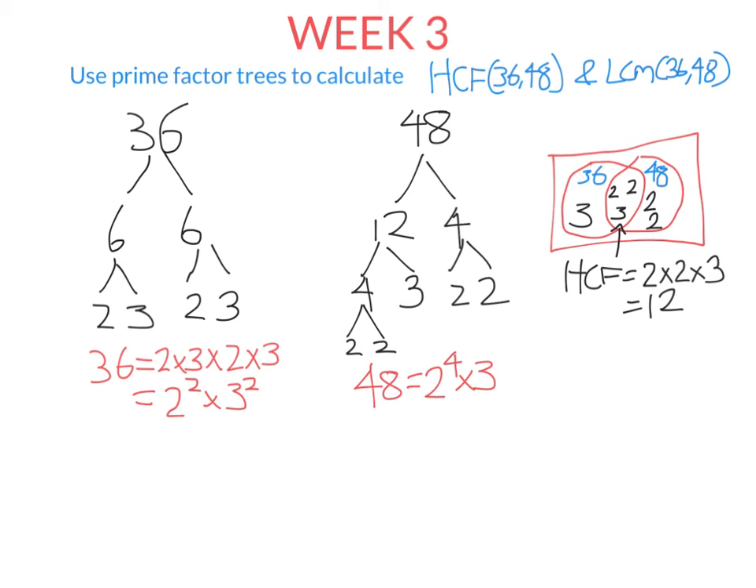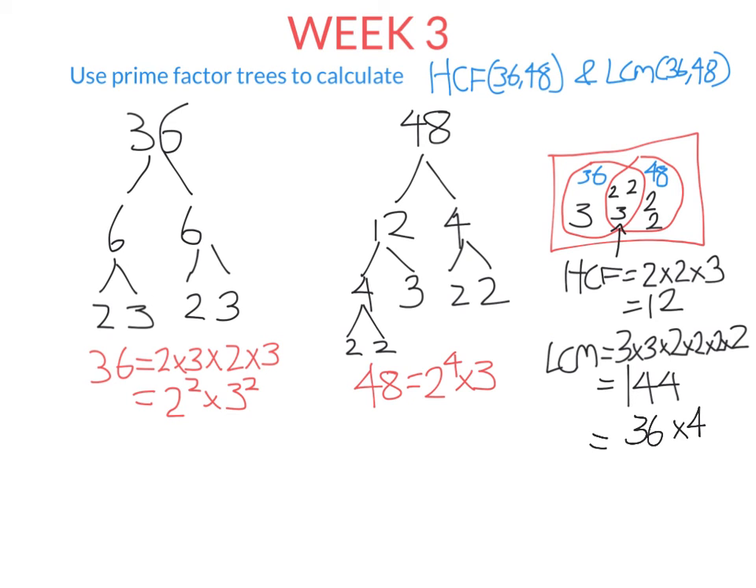So for the lowest common multiple, I multiply all of the numbers in both circles. So I go 3 times 3 is 9, times 2 is 18, times 2 is 36, times 2 is 72, times 2 is 144. The lowest common multiple of 36 and 48 is 144. And that's actually quite a bit easier than writing out all the multiples of 36 and the first few multiples of 48.